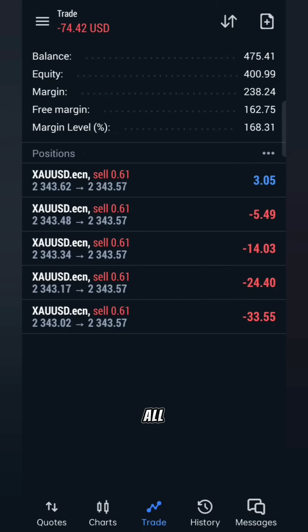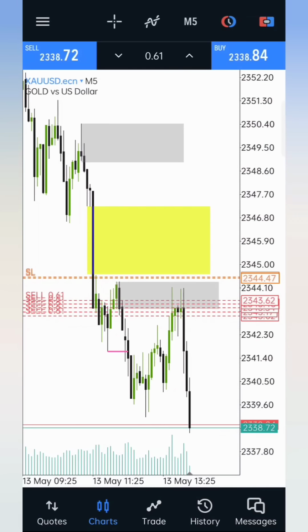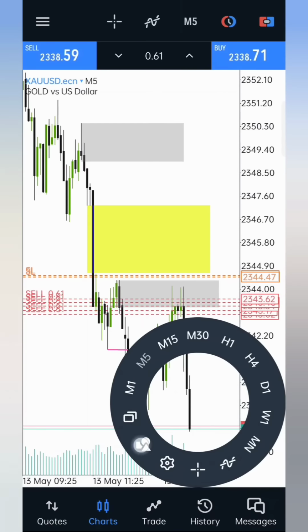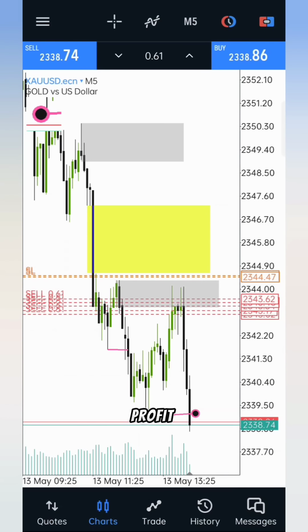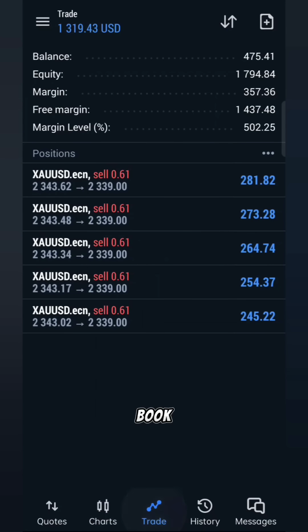Guys, see, all pending positions have been filled, and the price continues to consolidate. 20 minutes later. A few minutes later, the price broke the lower low, giving me a large profit. So, now it's time to book my profits.